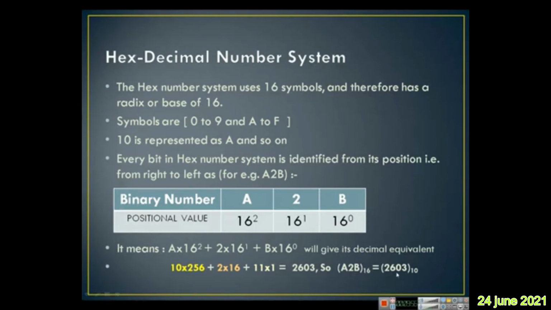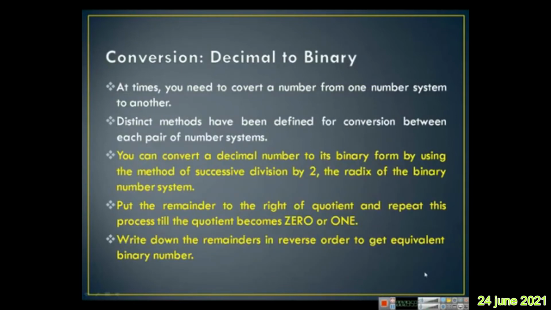Now let us come to the conversion parts. Initially we will do integer conversions, and afterwards we will go for fractional conversions. Exactly, you see here how we can convert a decimal to a binary. At times you need to convert a number from one number system to another. Distinct methods have been defined for conversion between each pair of number systems.